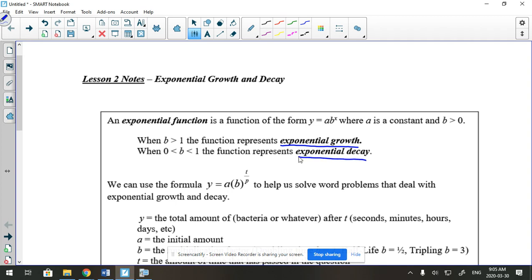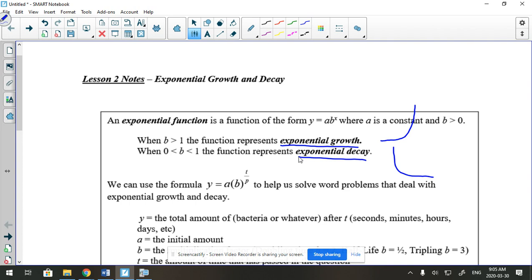So in other words, with exponential growth, your graph will look something like this. It starts off very slow and then grows very rapidly. And with exponential decay, it's the other way. You start with all of your substance or whatever it is, and it breaks down until you have almost nothing left in a very quick manner.